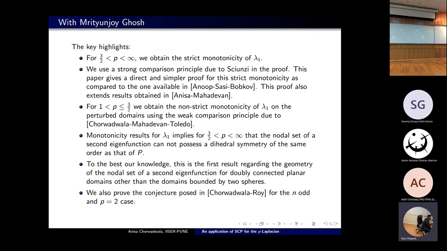And in this paper, we also proved the conjecture we had with the PhD student Shovik Roy, which was pending for the case n odd and p equal to 2. That was something which we could not prove earlier, but that was settled in this paper.